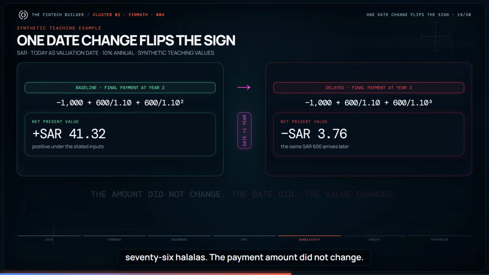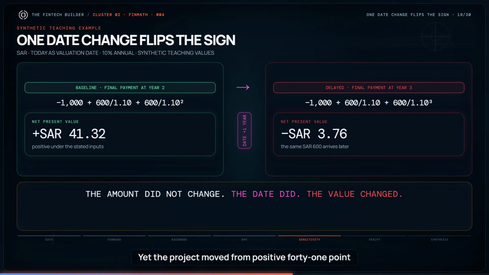The payment amount did not change, only the date changed. Yet the project moved from positive 41.32 to negative 3.76.